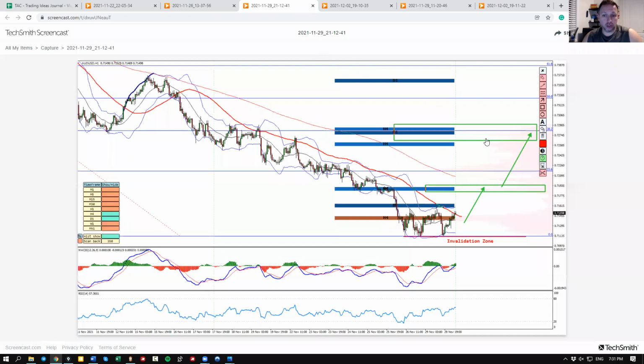So what did we have on the AUD dollar? We had a downtrend, no doubts, right? Bearish trend, lower highs, lower lows. You can see a lot of them, right?